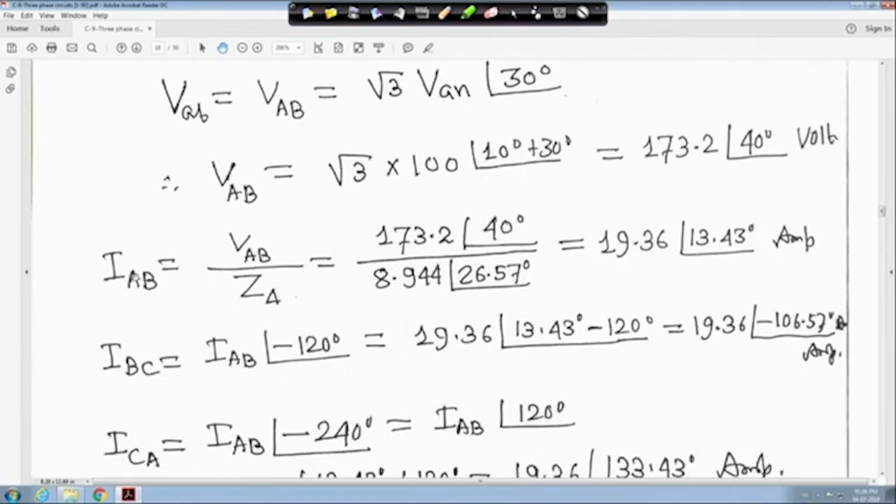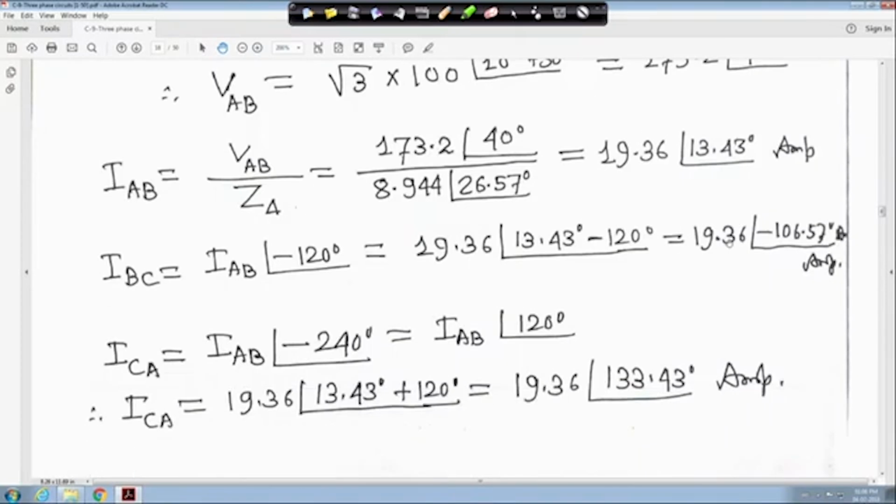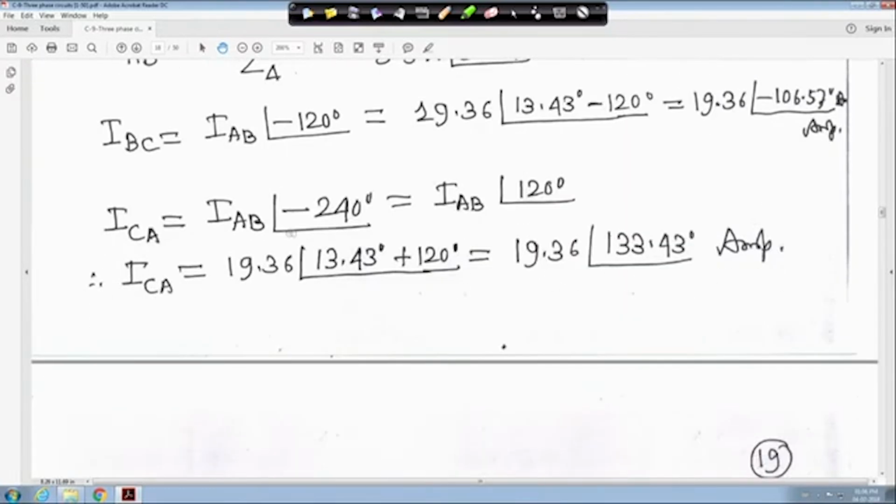Therefore, IAB, that is the phase current, is VAB upon Z delta. If we substitute all these values, you will get 19.36 angle 13.43 degree ampere. The rest are just shifting by 120 degree. So IBC will be IAB angle minus 120 degree, that is 19.36 angle 13.43 minus 120, so the magnitude of current remains the same, angle minus 106.57 degree ampere. Similarly, ICA is equal to IAB angle minus 240 degree, which is IAB angle 120 degree leading. So that is 19.36 angle 13.43 plus 120, which is 19.36 angle 133.43 degree ampere.